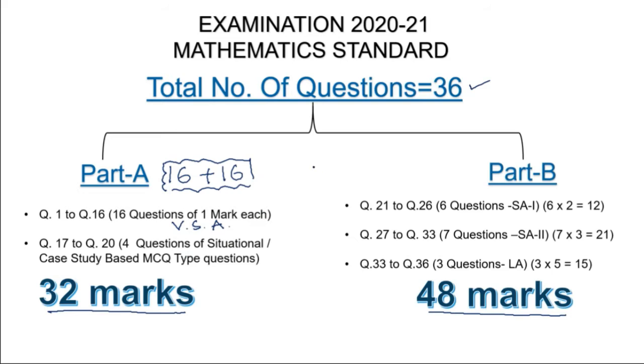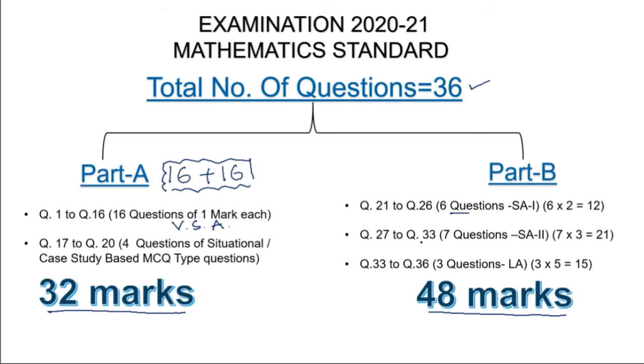And the question paper has part B. This part B contains summative type questions. They are short answer type 1 and short answer type 2 questions, along with long answer type questions. The questions from 21 to 26, 6 in number, are 2 marks each. They are short answer type.